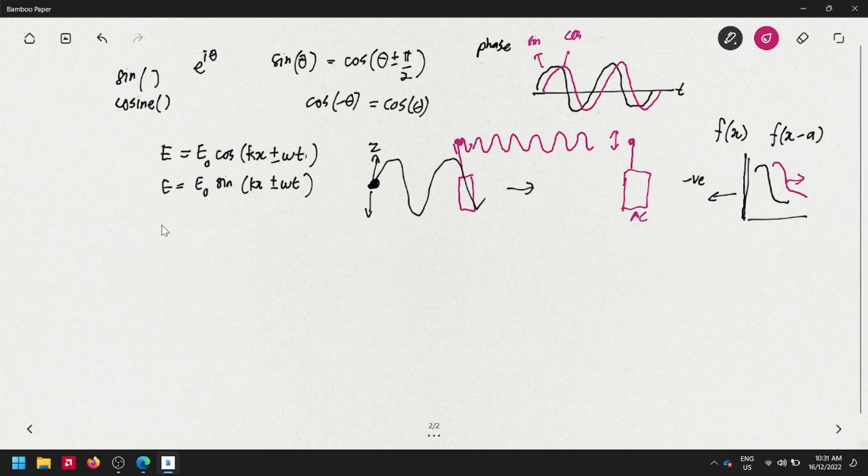As you know, the velocity of the wave is equal to f lambda, which is also equal to 2 pi f multiplied with lambda over 2 pi.